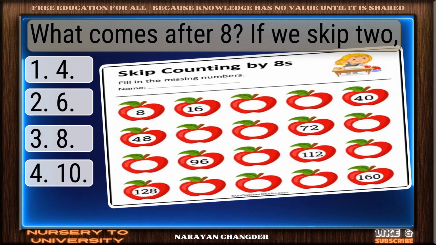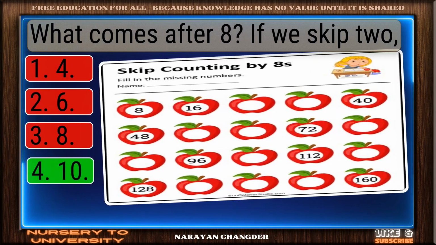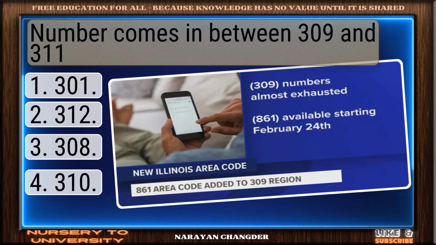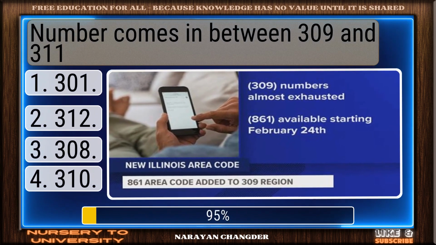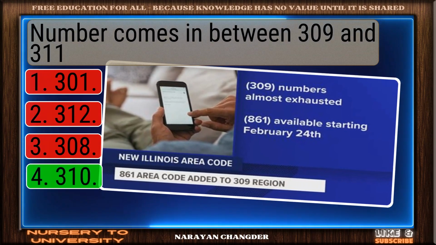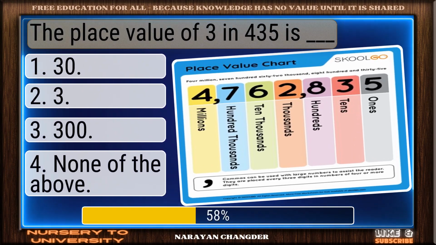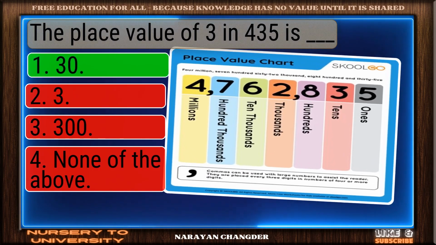What comes after 8 if we skip 2? Smart move. 10 is an accurate answer. Number comes in between 309 and 311. Excellent choice. 310 is the right answer. The place value of 3 in 435 dash. Smart pick. 30 is the correct choice.